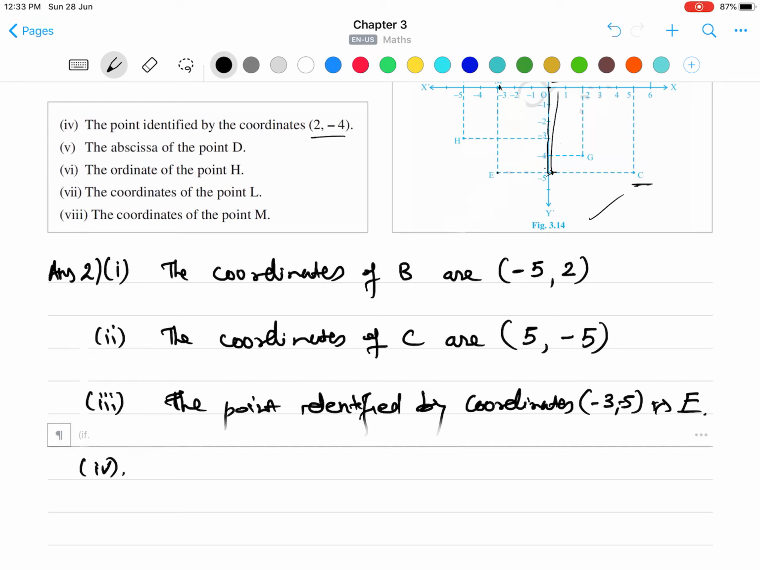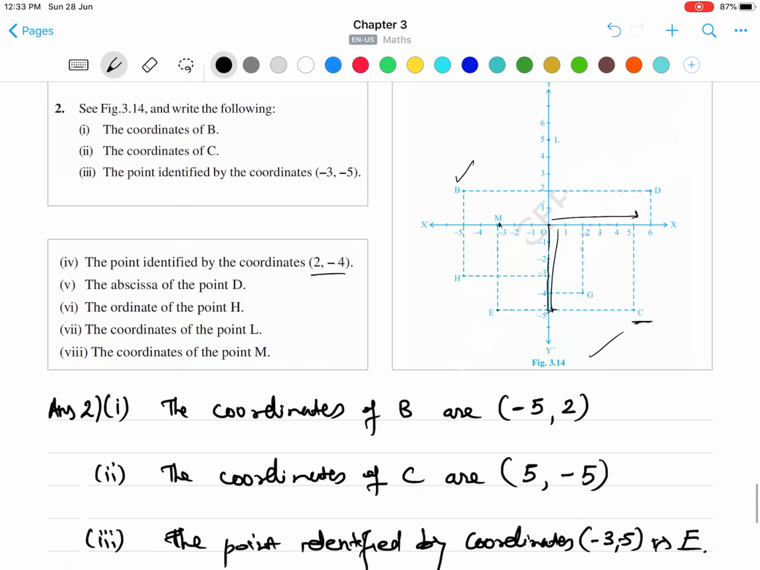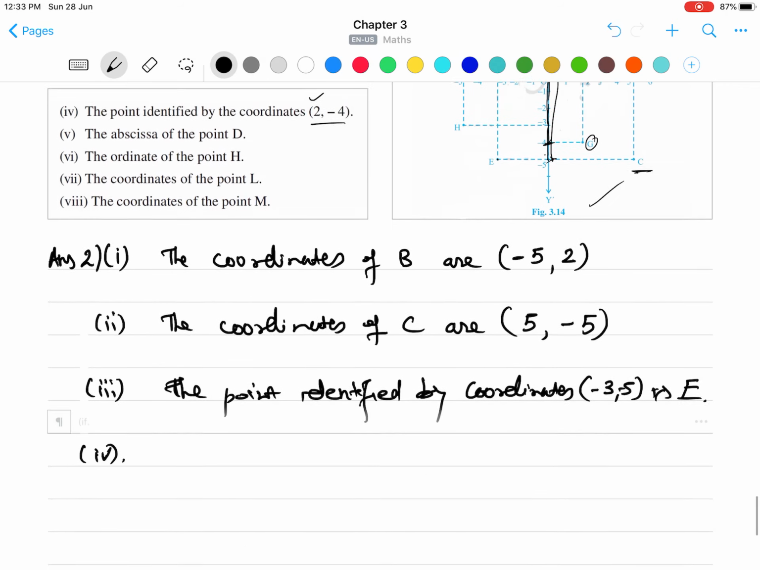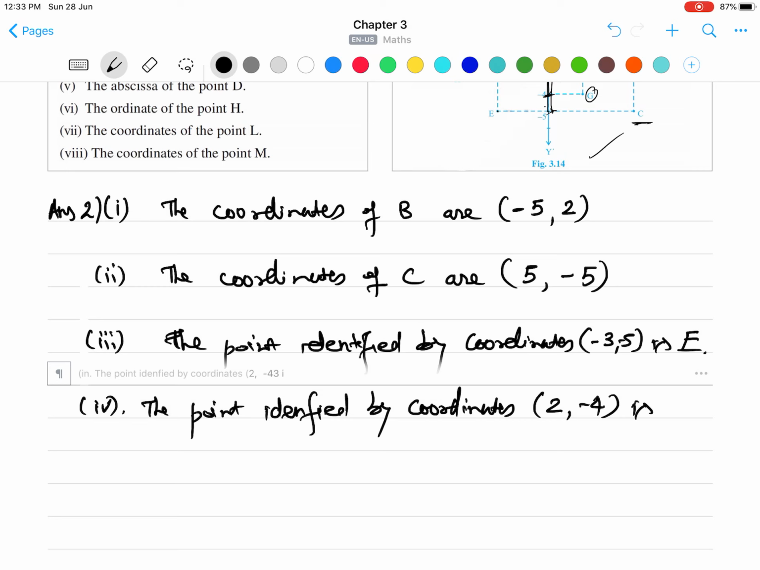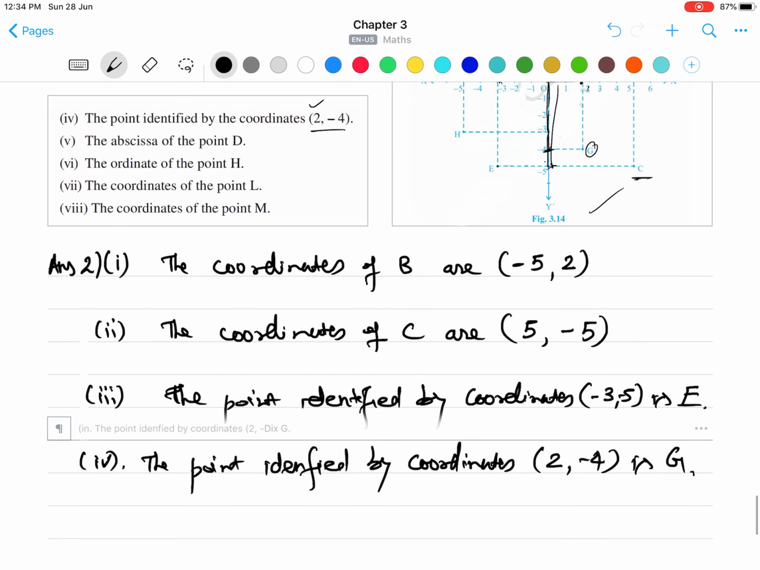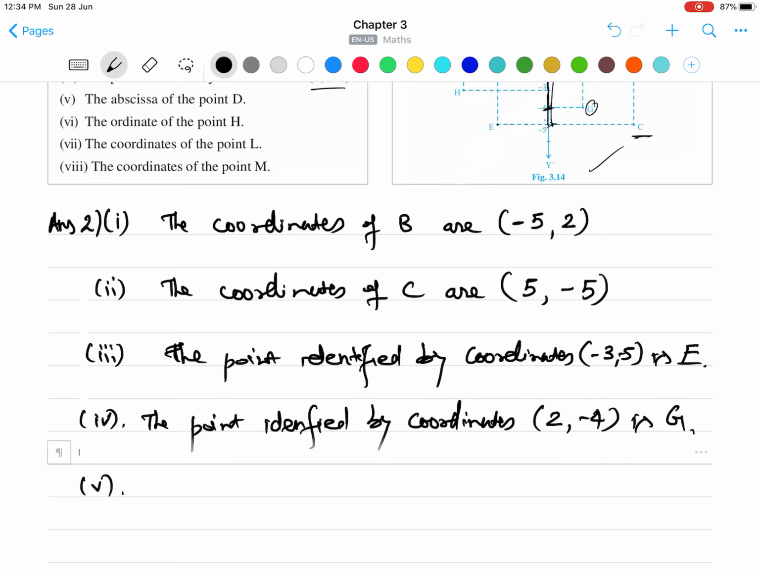4 is the point identified by the coordinate 2 and minus 4. Okay, 2 means 2 places in x direction, positive x direction, that is here. Then minus 4 on the y direction, that is downward side. So we come to this point. So this point is marked as G. Okay, so write the point identified by coordinates 2 and minus 4 is G.